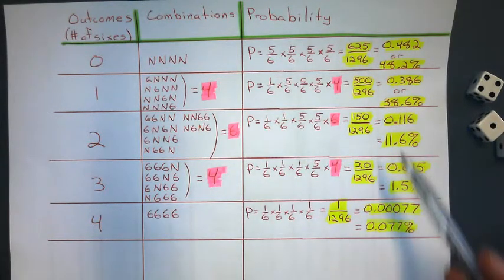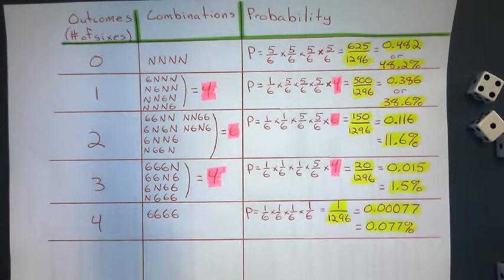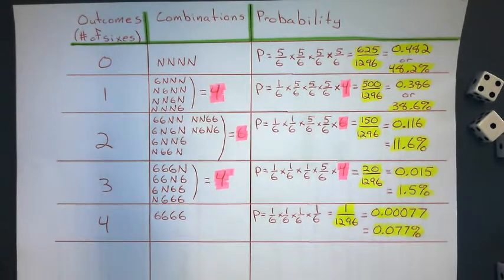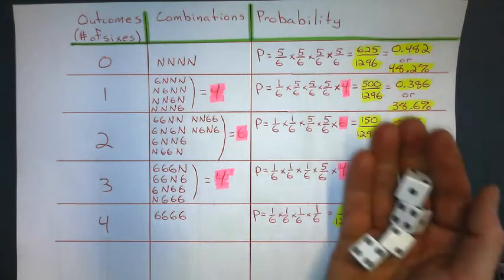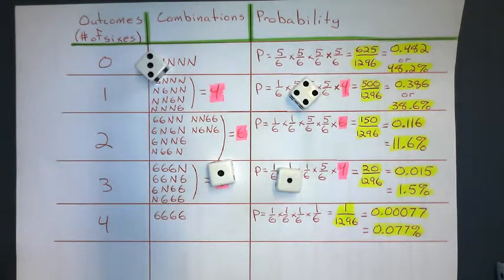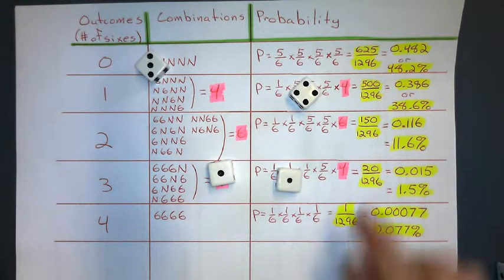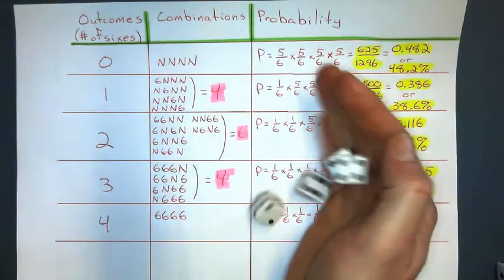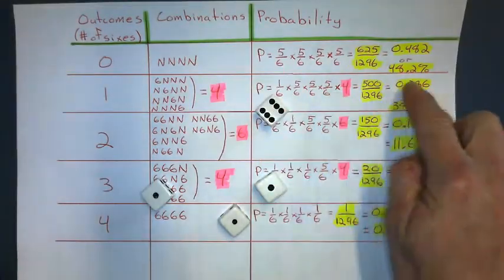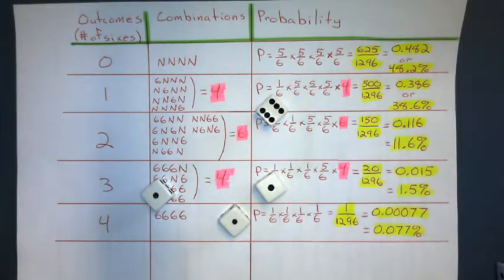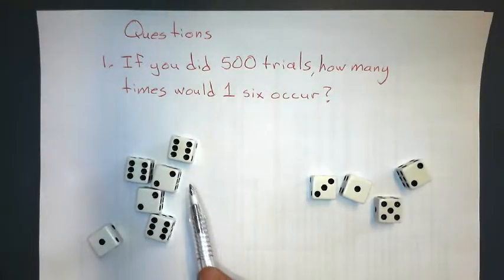Okay, so with these probabilities, I'm able to solve probability questions. So we'll leave that up there for a while. Roll 4 dice, see which one I get. No 6s. That's what's supposed to happen. Okay, roll it again. 1 six. Okay, so here's my first question.